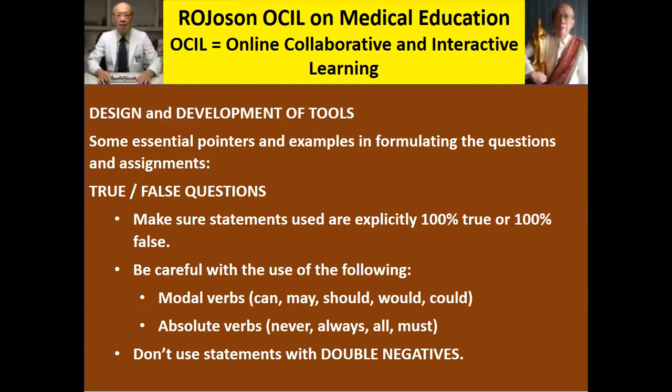Another pointer for true-false questions is to make sure that the statements used are explicitly 100% true or 100% false. So this is a list of pointers for true or false questions. Be careful with the use of the following: modal verbs such as can, may, should, would, or could. And then absolute verbs: never, always, all, and must. And then don't use statements with double negatives.